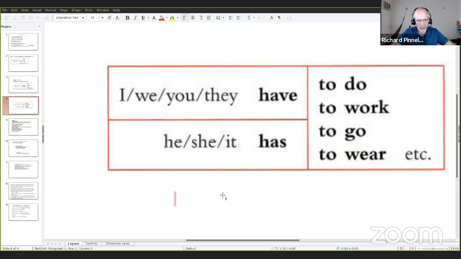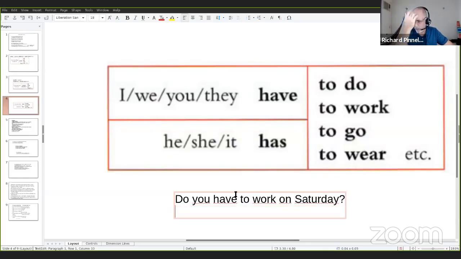También, como hemos visto antes en la pantalla anterior, la pregunta es, do you have to work on Saturday, por ejemplo? And the negative is, I don't have to, por ejemplo, I don't have to wear a tie. No tengo que llevar corbata. Si quiero, puedo. No es necesario. So, for example, Ingrid, do you have to work on Saturday?